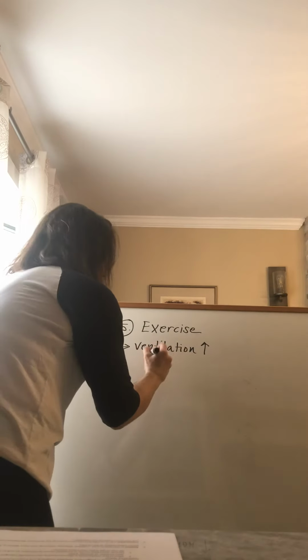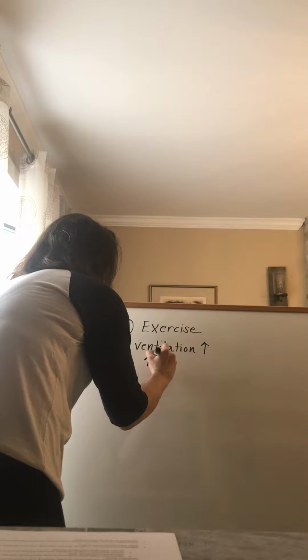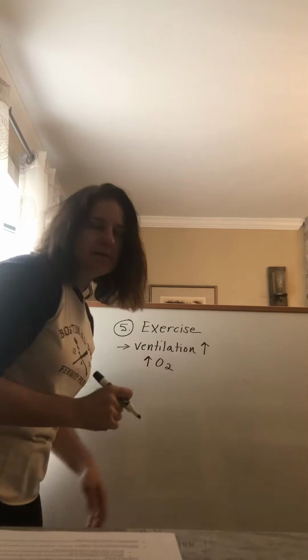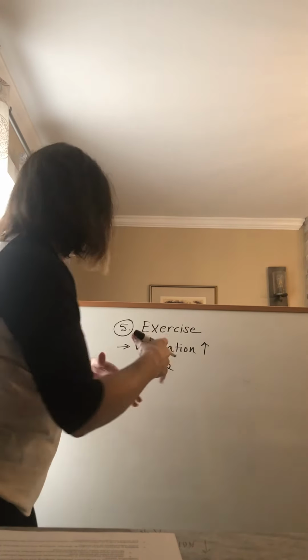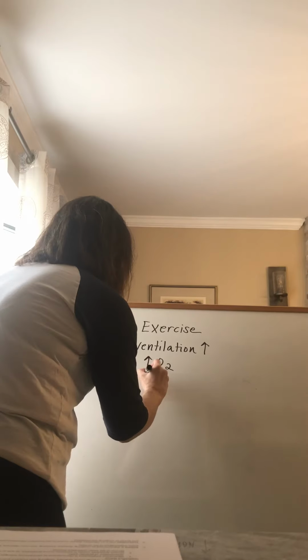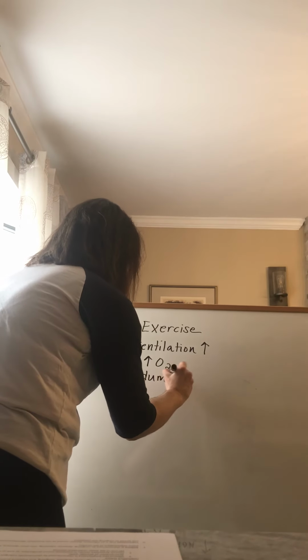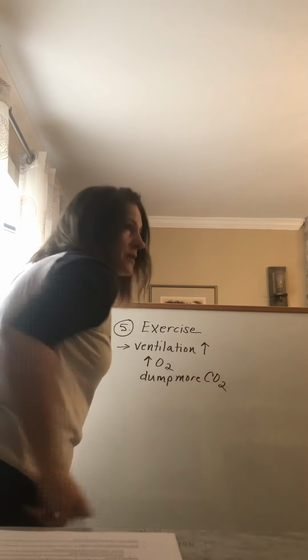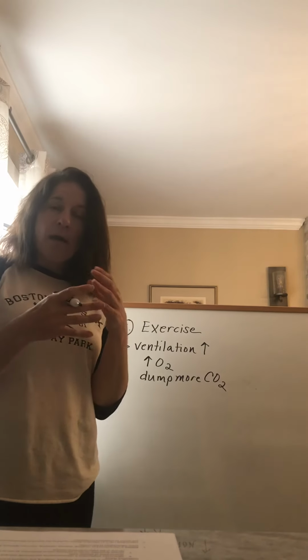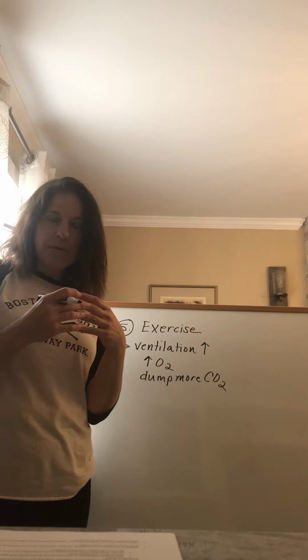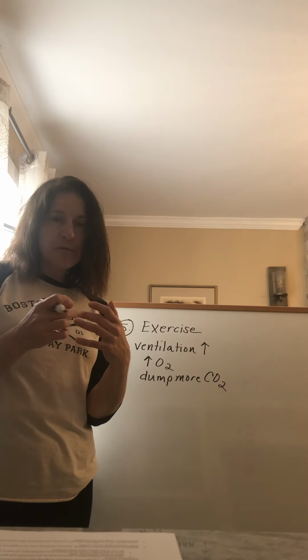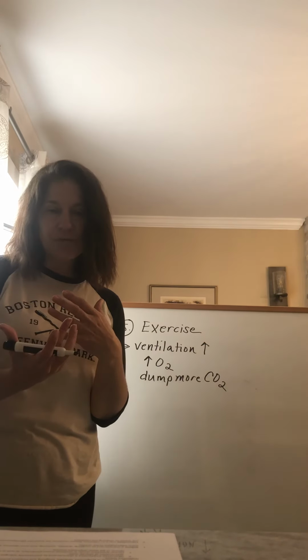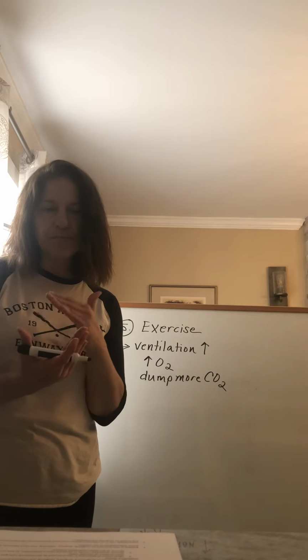One, you have to get more oxygen. So by increasing your ventilation rate, you'll be able to take more oxygen in, but also you have to dump more CO2 that's being generated as you're exercising. Remember, as you're using oxygen for the purposes of aerobic respiration, the more oxygen you're using for that, the more carbon dioxide waste you're generating as well.